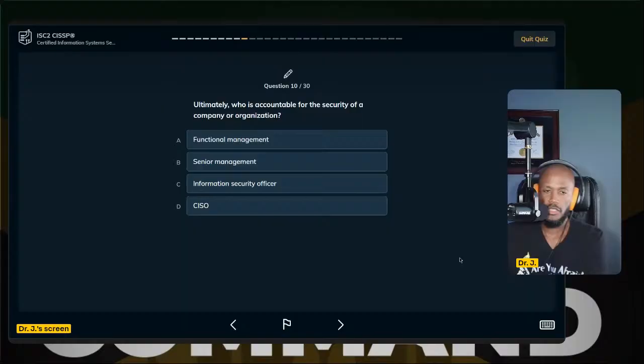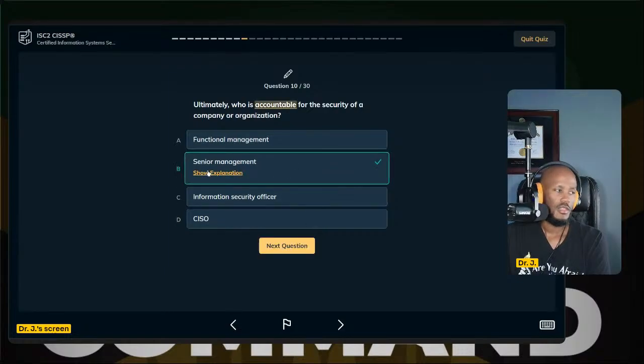Ultimately, who is accountable for the security of a company or organization? Anytime I see ultimate, it's usually senior management. Yeah, senior management.